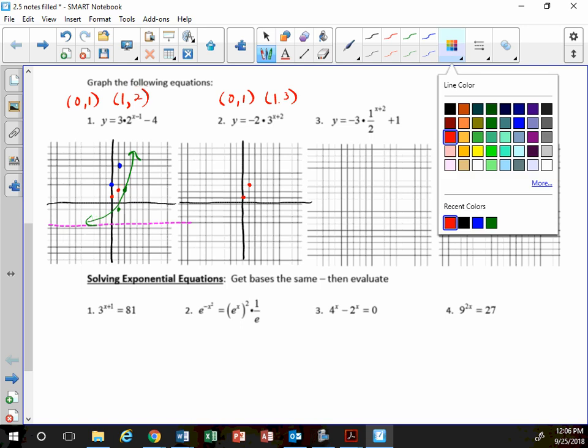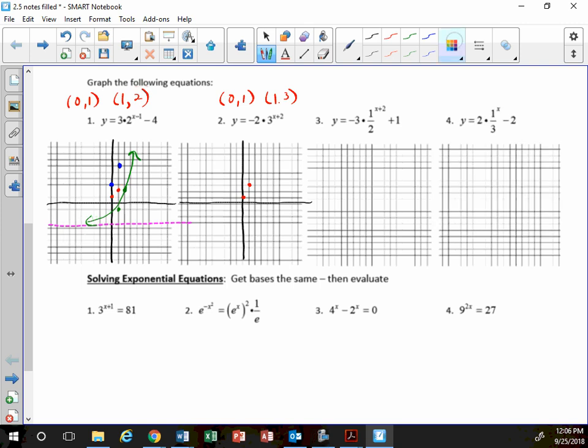All right, do I deal with the -2 or the +2 first? -2. So that's a stretch and a flip, but if you just multiply your Y values by -2, you're taking care of both of those in one step. So instead of 0, 1, I would have 0, -2. And instead of 1, 3, I'm going to have 1, -6.